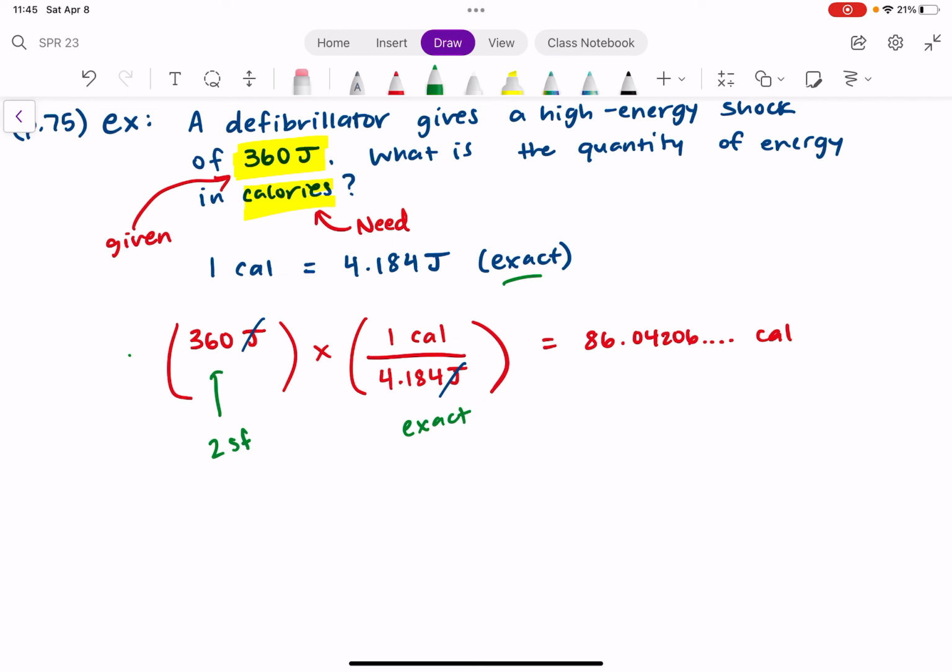So our final answer should have how many sig figs? Yeah, it should have 2. So we want to round to this number. So that's going to be 86 calories. That's our final answer. Okay, let's double check that. Yeah, we got that right. All right, and now that has 2 sig figs, right? And I'll just write that in there for you.